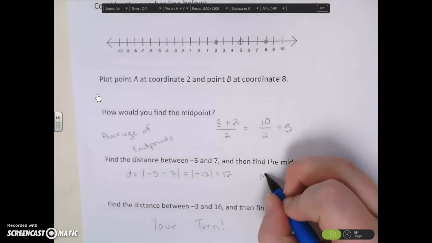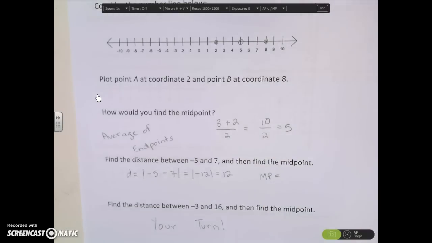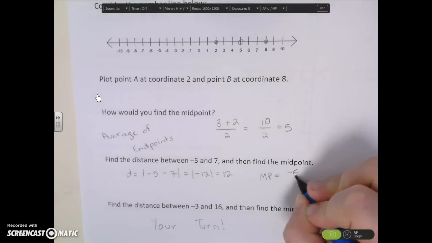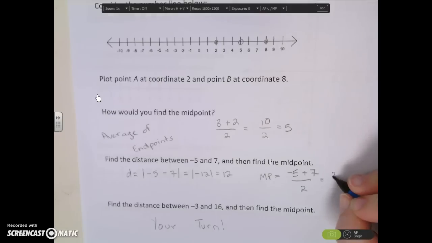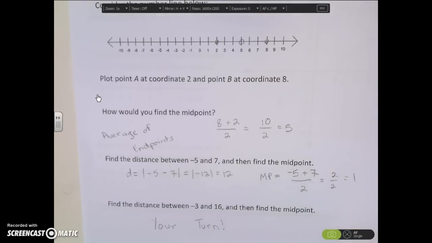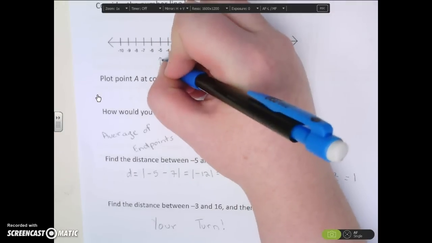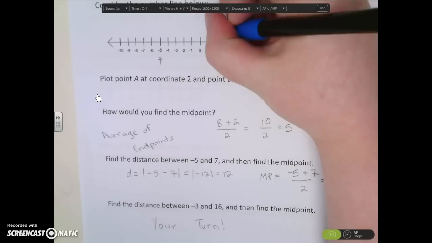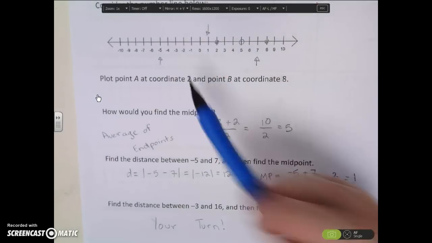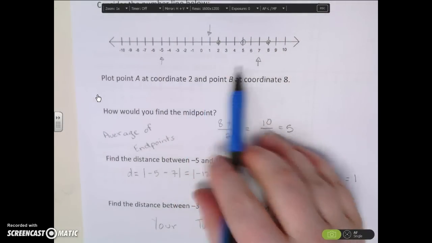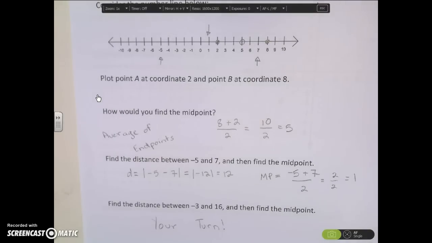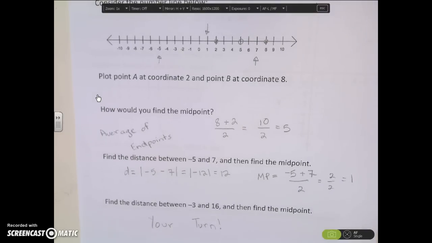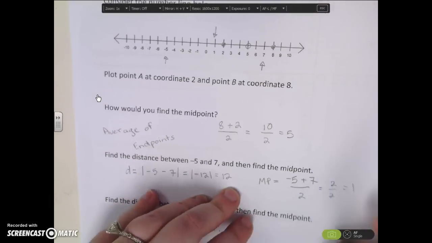Now, the midpoint is going to be the average of these two. -5 plus 7 over 2. That would be 2 over 2, which is 1. And I could even check myself on the number line. -5 and 7. The middle number here is 1 because it's 6 away from -5 and 6 away from 7, so it works. I want you to do the next one on your own and show it to me in your notes tomorrow.